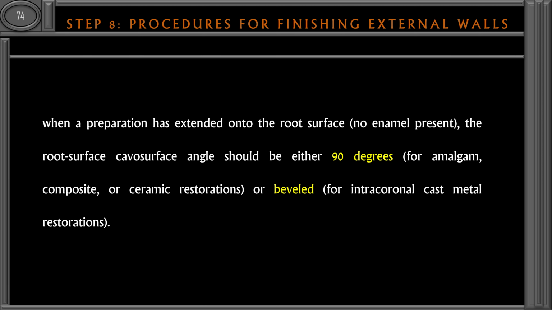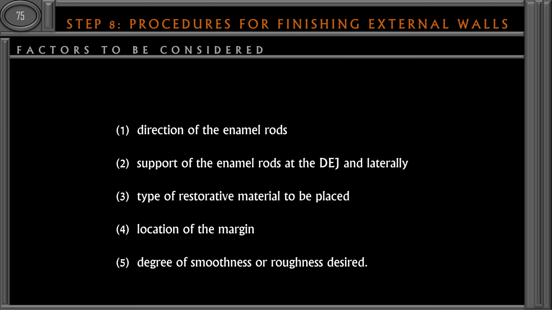A point which must be taken into consideration at this stage is whenever there is a restoration which is extending subgingivally, that is to the root surface, the marginal configuration must be a 90-degree joint or a butt joint, except for intracoronal cast metal restorations. For a cast metal restoration, we can place a bevel. For an amalgam, for a composite, and for a ceramic restoration, we must prepare a 90-degree butt joint in the subgingival area or close to the root surface.